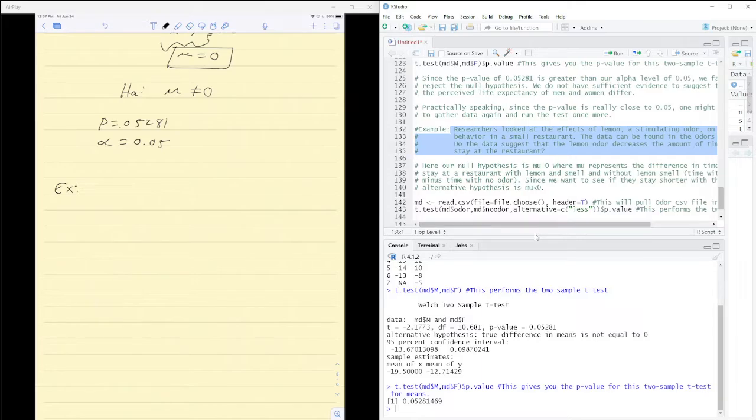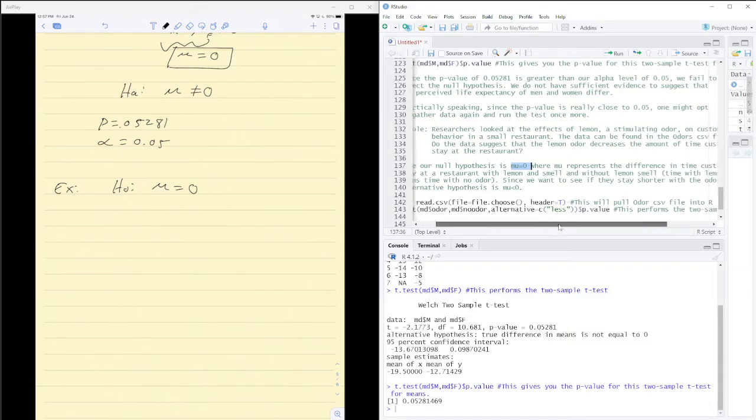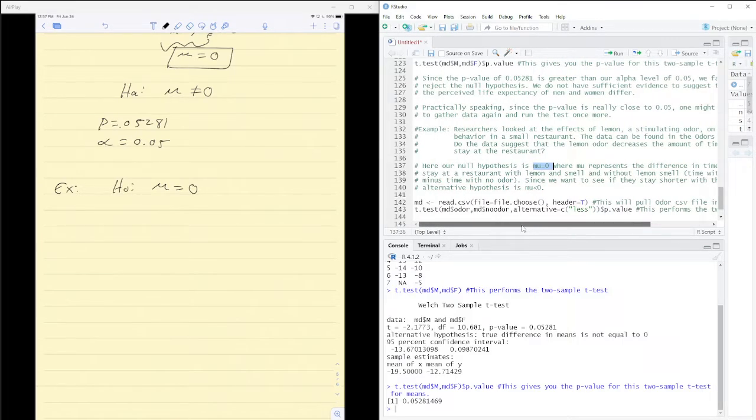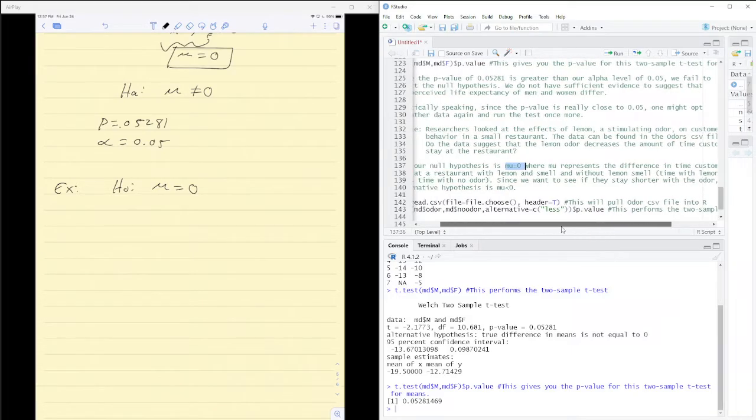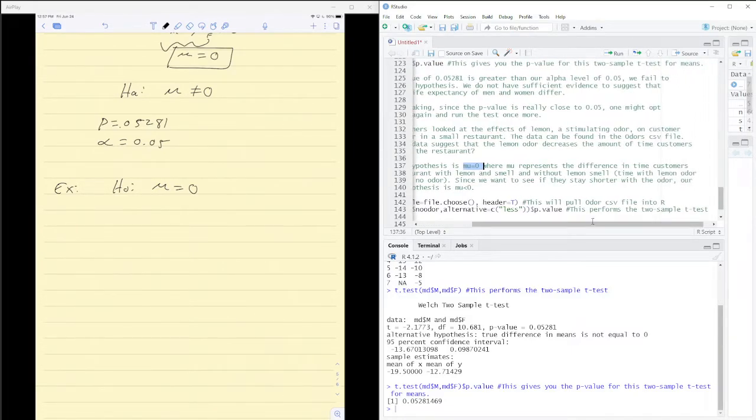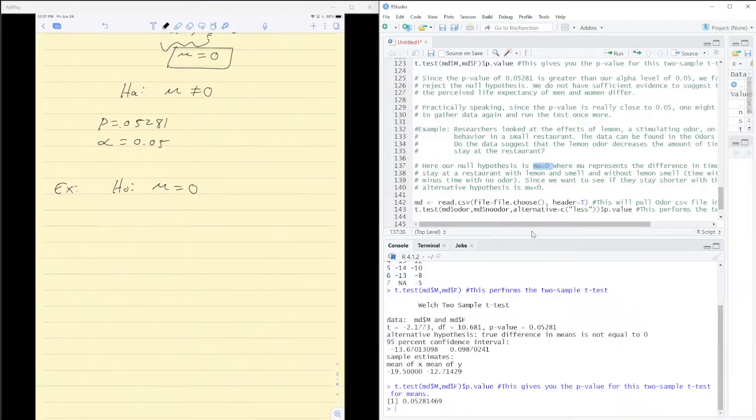So our null hypothesis for these problems is always going to be the mean is 0, meaning there's no difference. There's no difference between time customers stay in the restaurant with lemon smell and without. So we're doing time with lemon. So this represents mean with lemon minus mean with, I'll say, no lemon. Or I'll just use Y and N for yes, no. Yes lemon, no lemon. Okay.